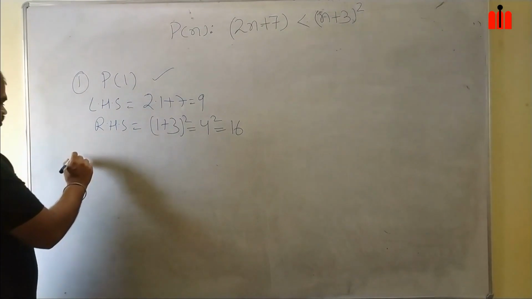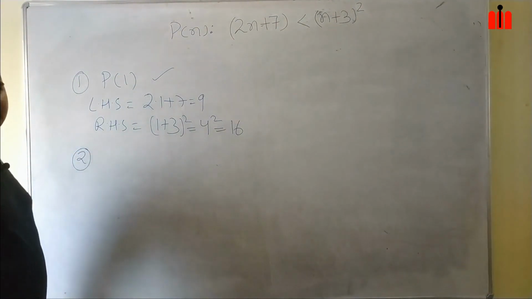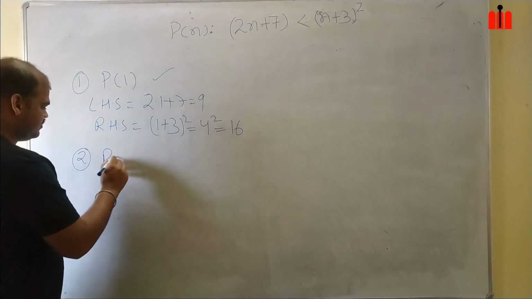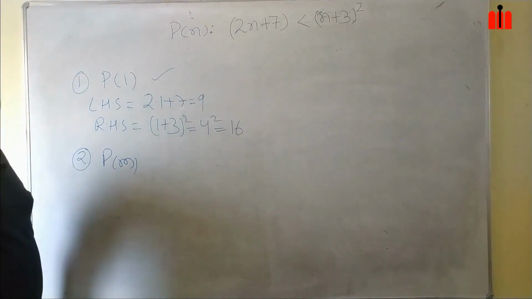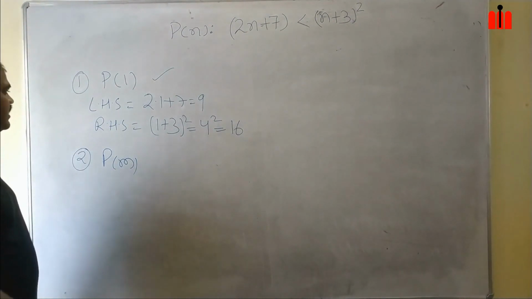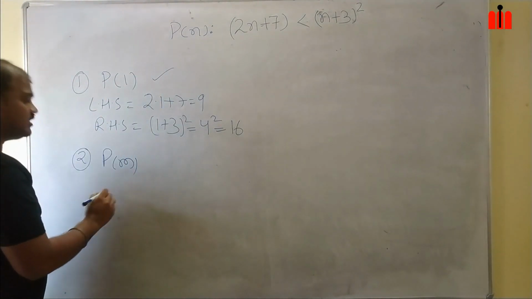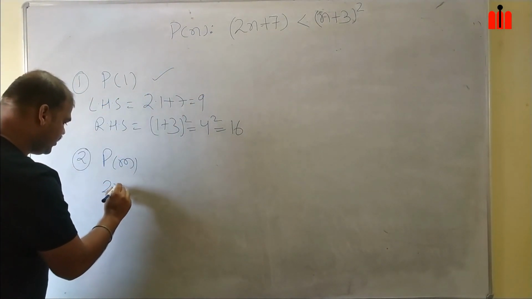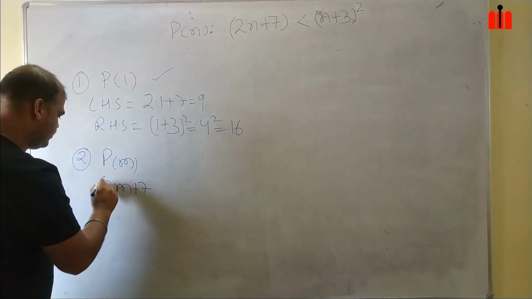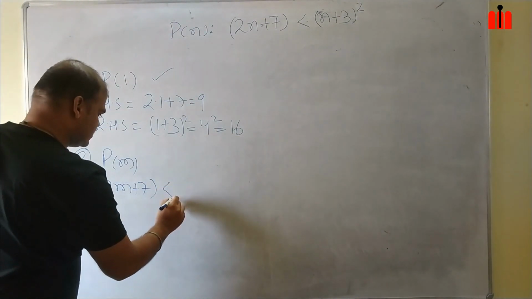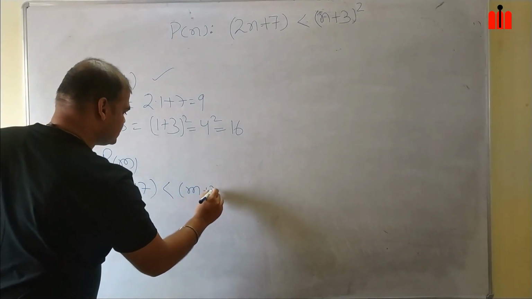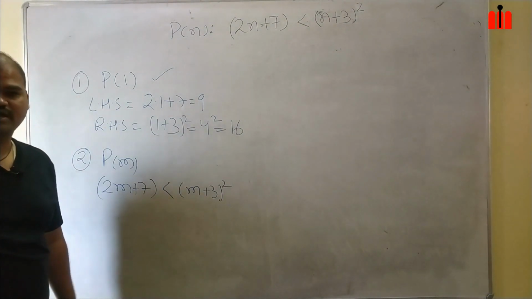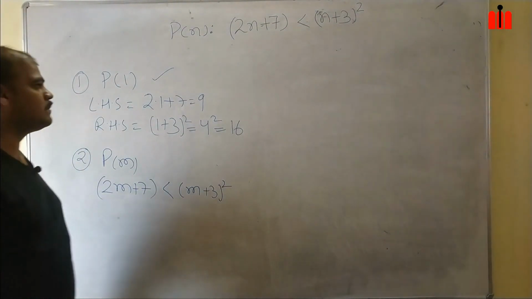Okay. Now let's come up with my assumption step. In my assumption step, let's write PM. In this PM, I will replace n with m. So I will get 2m plus 7 is lesser than m plus 3 whole square. Okay, 2m plus 7 is lesser than m plus 3 whole square.